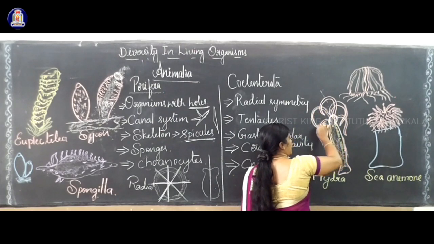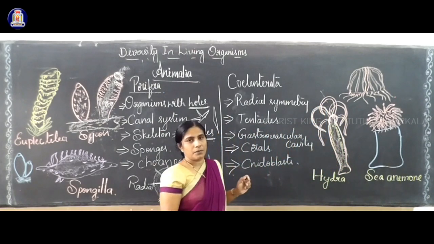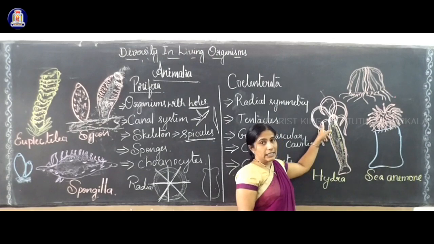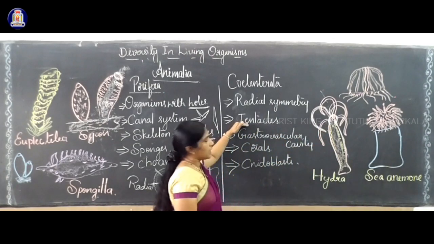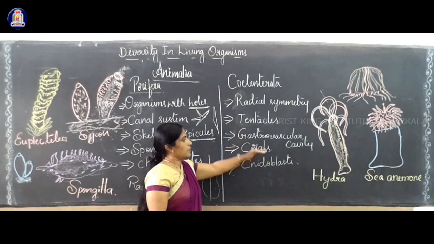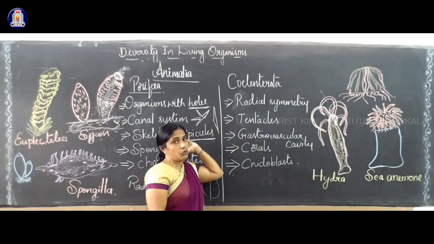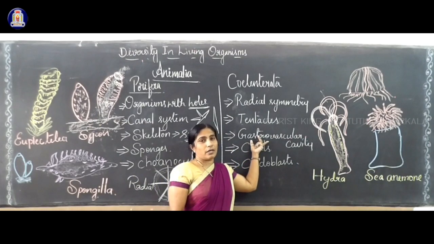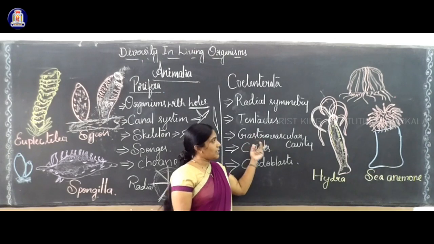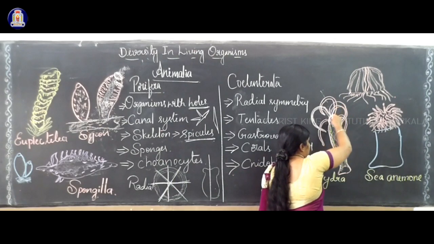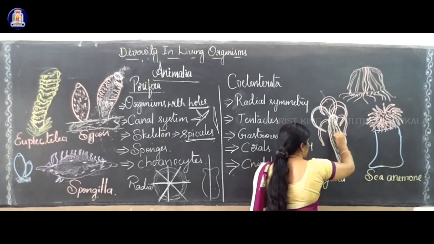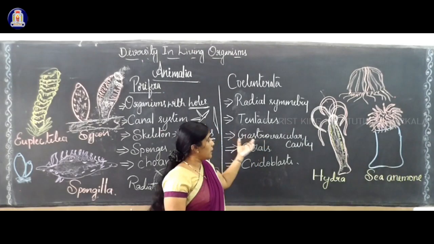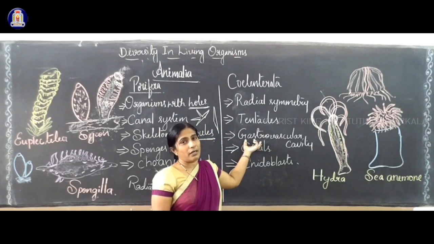Next, there is a structure called the tentacle. The tentacle acts like a defense system, and it will also help absorb food through the mouth. So these tentacles are helpful like a defensive system. For nutrition, here is the gastrovascular cavity, GVC, in between. Here there is a canal system, and the food will be digested through the gastrovascular cavity.